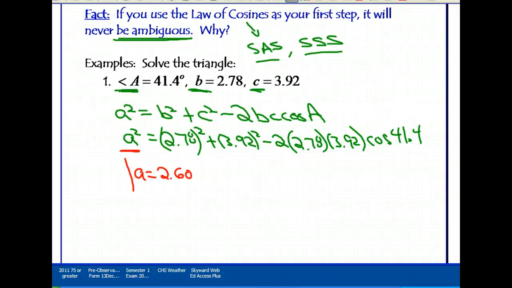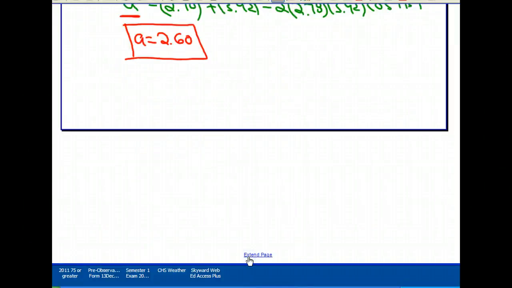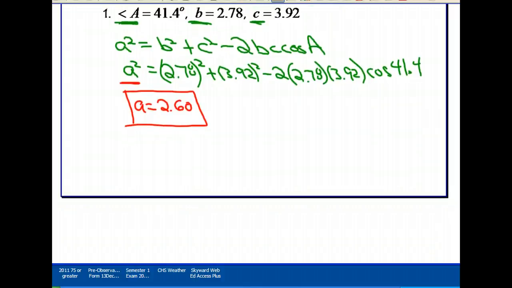All right. Are we done with the problem now? No. Solve a triangle means find everything. So I still need to find angle B. I still need to find angle C. To do that, I could use the law of cosines again. Or to be honest, I think in a case like this, the law of sines is a little easier for step 2. So let's apply step 2.